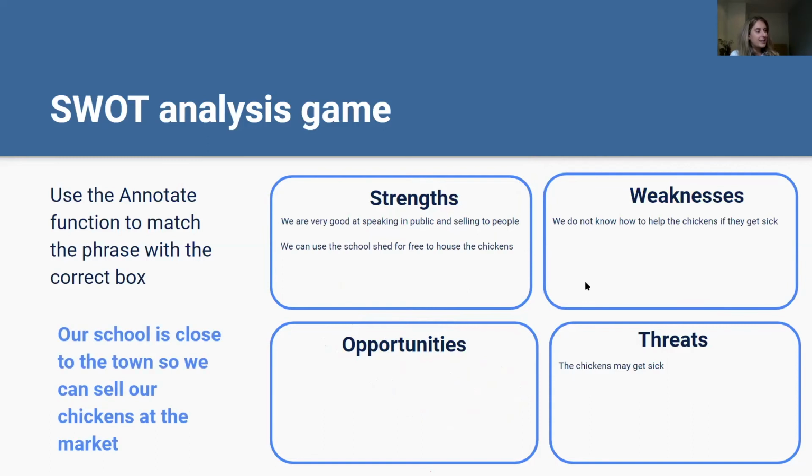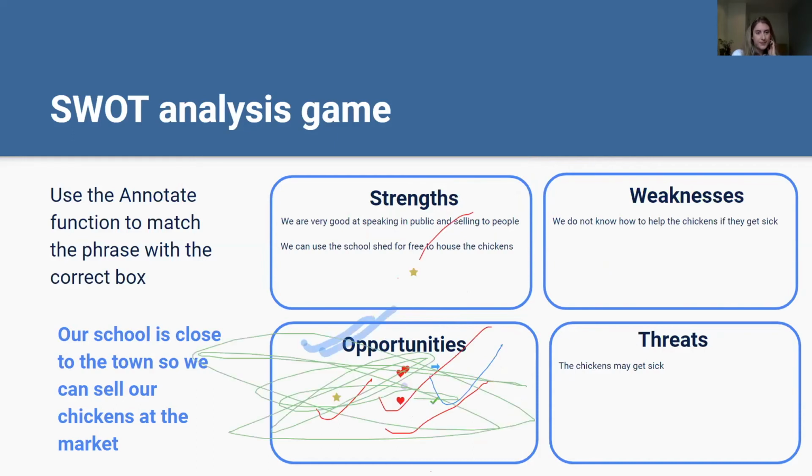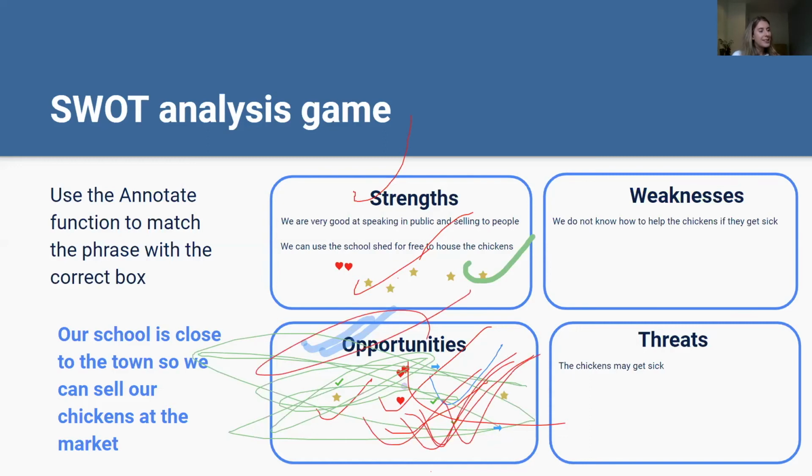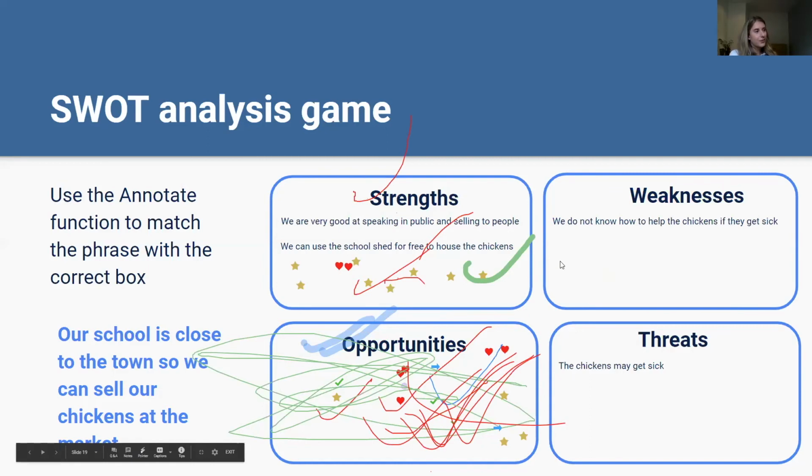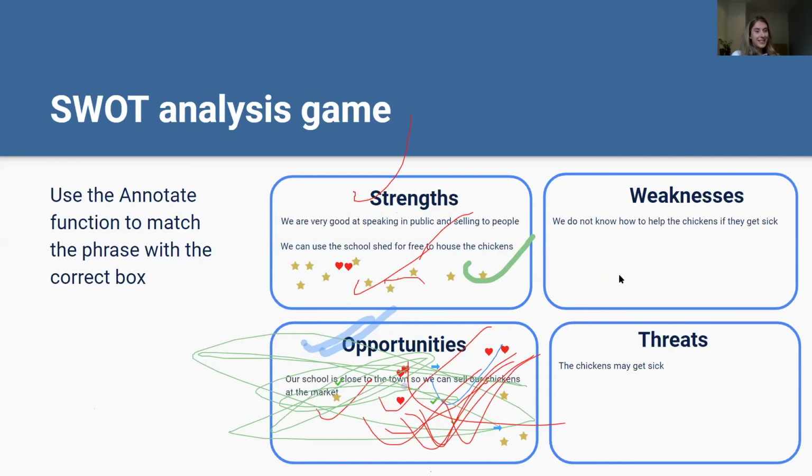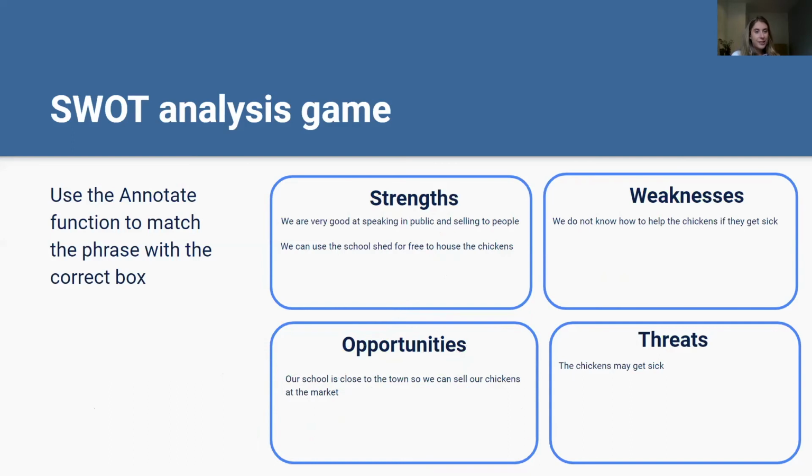The next one is, our school is close to the town, so we can sell our chickens at the market. Strength, weakness, opportunity, or threat? Votes coming in thick and fast. Most of you are saying opportunity. We've got a few votes for strengths. And the answer is opportunity. Your school is close to the town, so it's something that you could take advantage of in the future when you're ready to sell your chickens. You could go to the market.